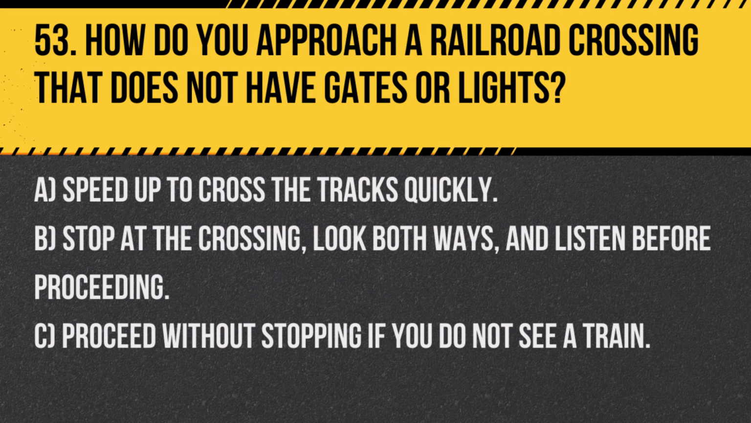Question 53. How do you approach a railroad crossing that does not have gates or lights? A. Speed up to cross the tracks quickly. B. Stop at the crossing, look both ways, and listen before proceeding. C. Proceed without stopping if you do not see a train.